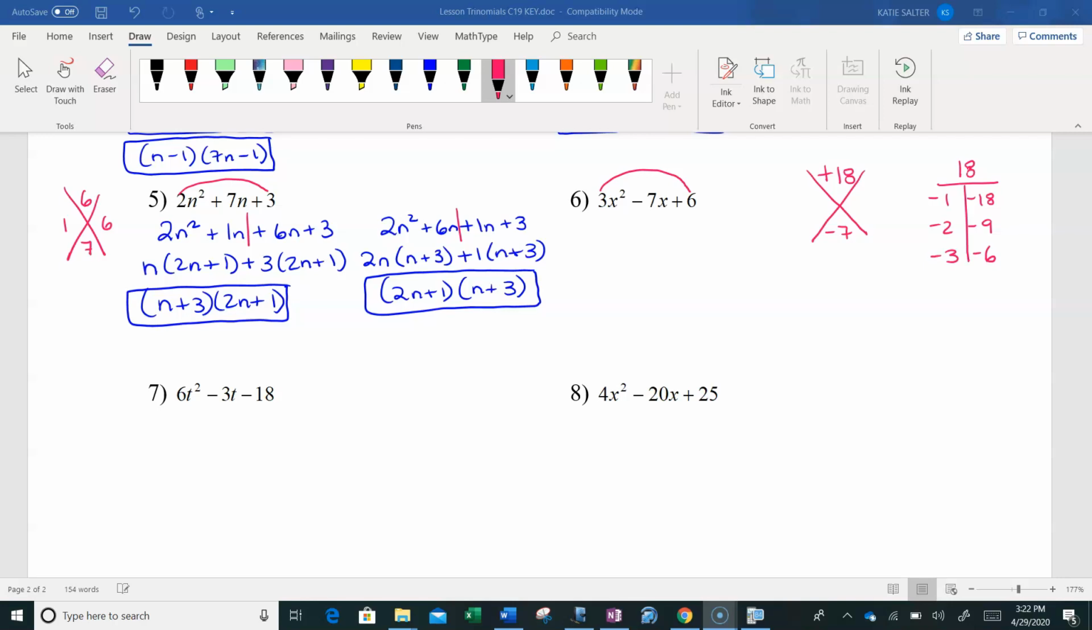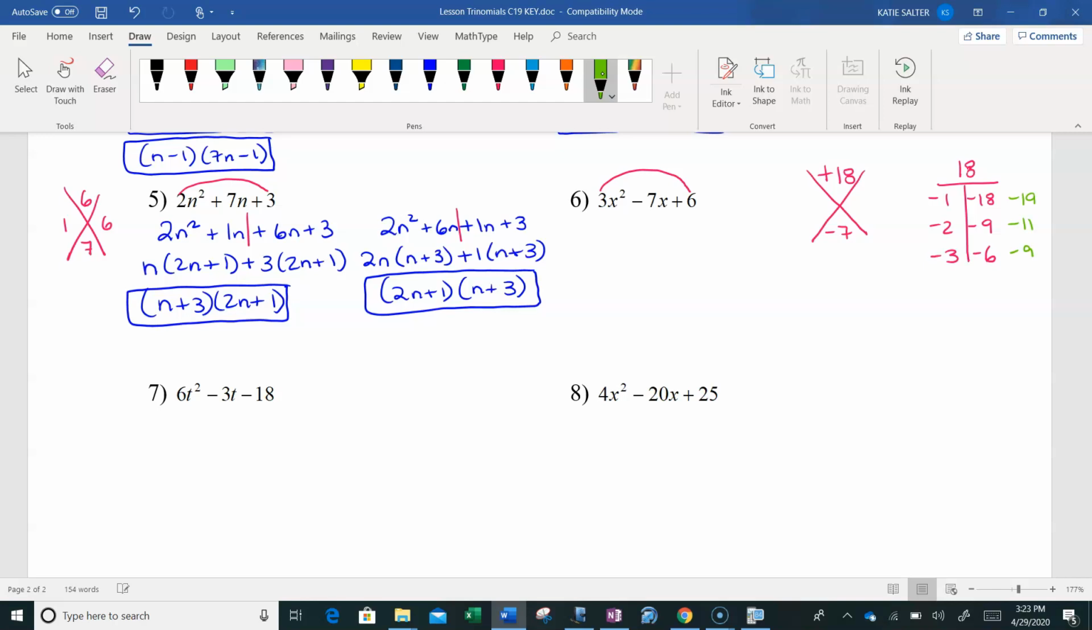So if any of y'all got stuck on number 6, there's a reason for it. When we multiply 3 times 6, we get the product as positive 18, but it adds to negative 7. And the only way you can have two numbers multiply to a positive but add to a negative is if both numbers are negative. So as I list all my factors of 18 and make both of them negative, none of them add to negative 7. Negative 1 and negative 18 would add to negative 19. Negative 2 and negative 9 would add to negative 11. And negative 3 and negative 6 would add to negative 9.